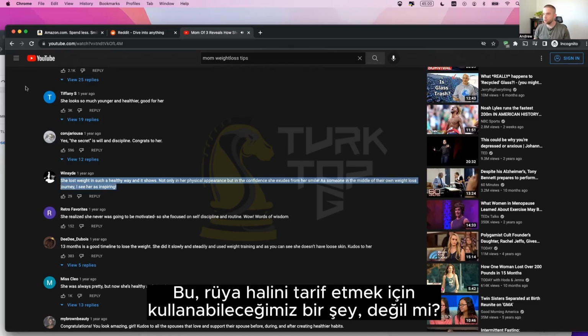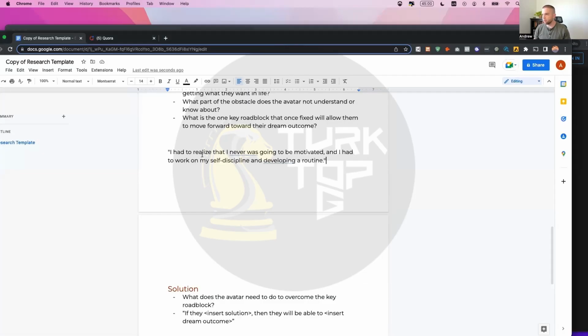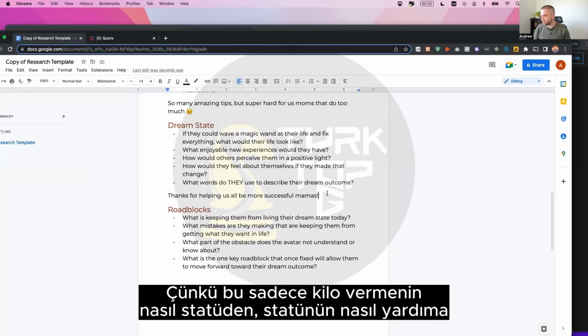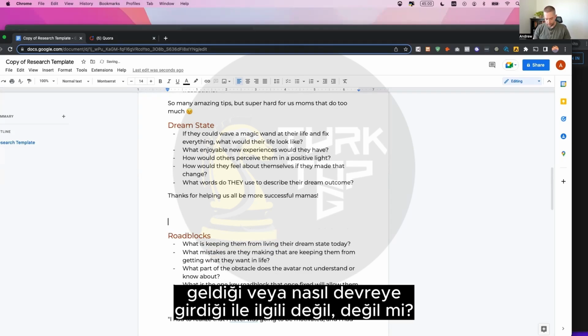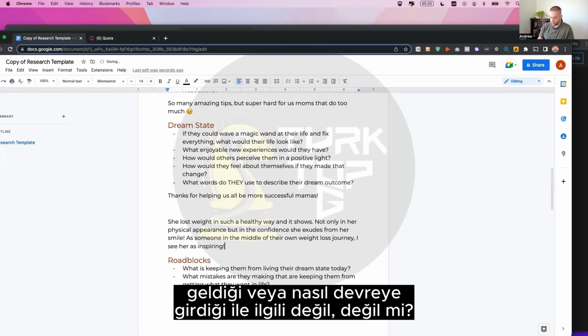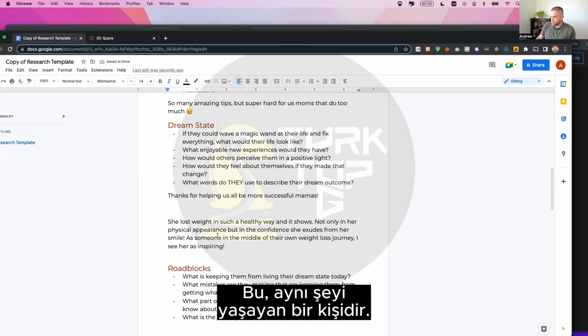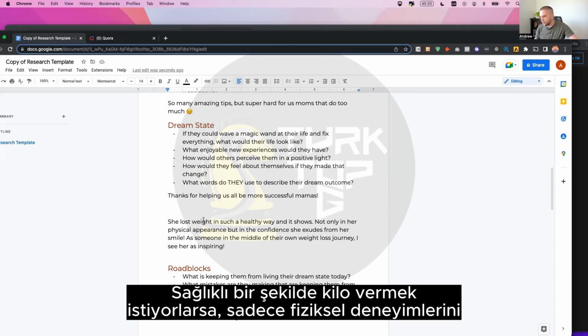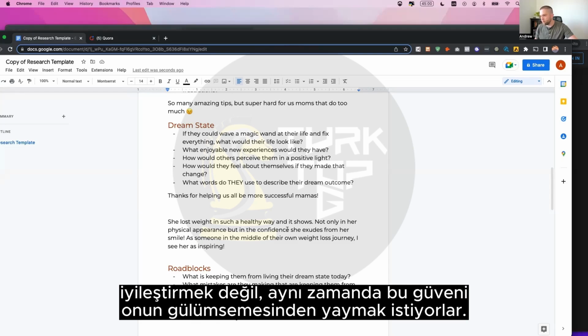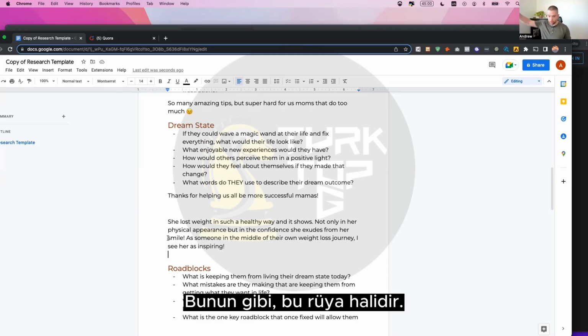This is something we could use to describe the dream state, right? Because this is not just about weight loss. This is talking about how status comes into play, right? This is someone else perceiving. They're describing this dream state. This is a person going through the same thing. They want to lose weight in a healthy way. They want to not just improve their physical experience, but exude this confidence from her smile, right? Like that's dream state. That's something they want.